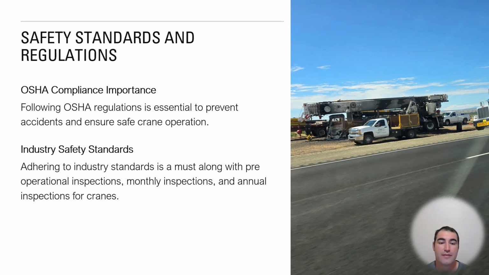So regarding safety and regulations, OSHA compliance is important. Another thing, just industrial safety standards. Adhering to industrial safety standards is a must, along with pre-operational inspections, monthly inspections, and annual inspections. I actually took this photo here on the right. It was a crane that was burnt down on the side of the road, so they missed something on their daily inspection, I'm sure, and made it catch fire. So it's just extremely important to watch what you're doing around this type of equipment.